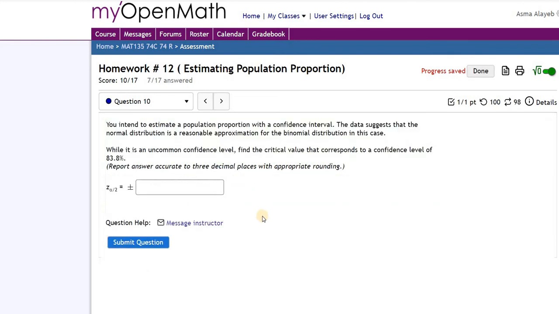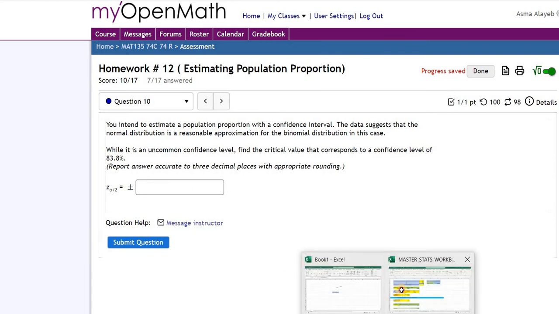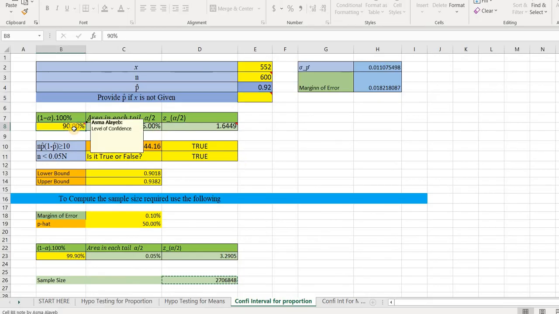You intend to estimate a population proportion with a confidence interval. The data suggests that the normal distribution is a reasonable approximation for the binomial distribution in this case. While it is an uncommon confidence level, find the critical value that corresponds to a confidence level of 83.8. So all of this question is just asking you to find the critical value for 83.8.